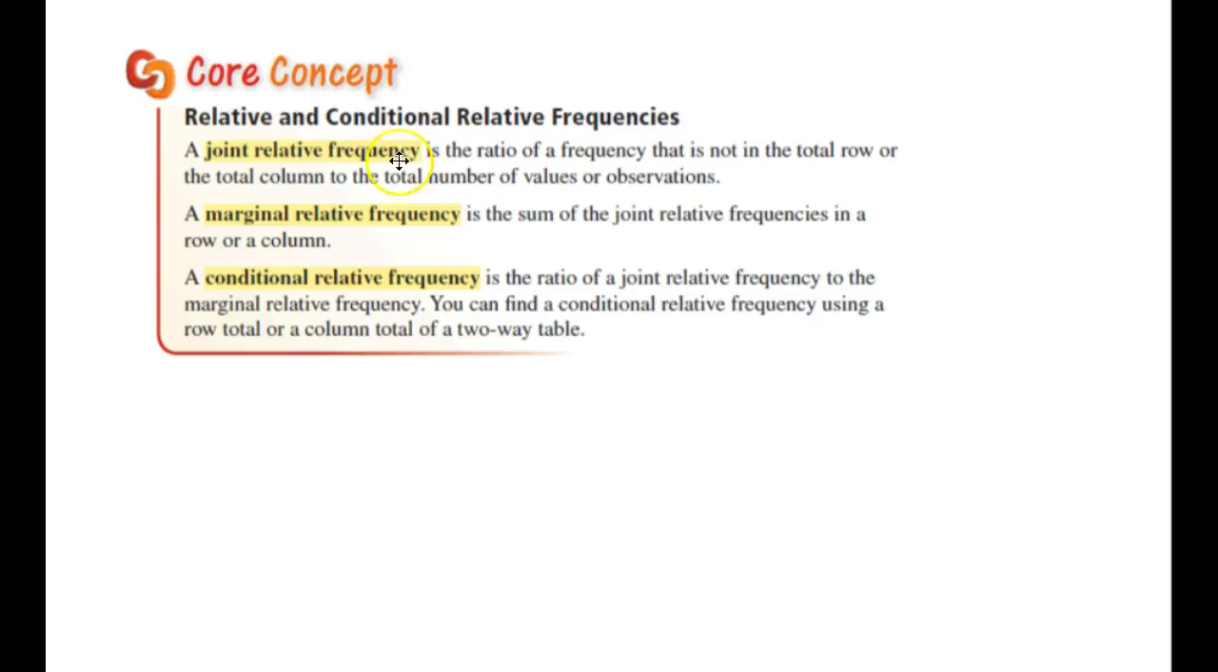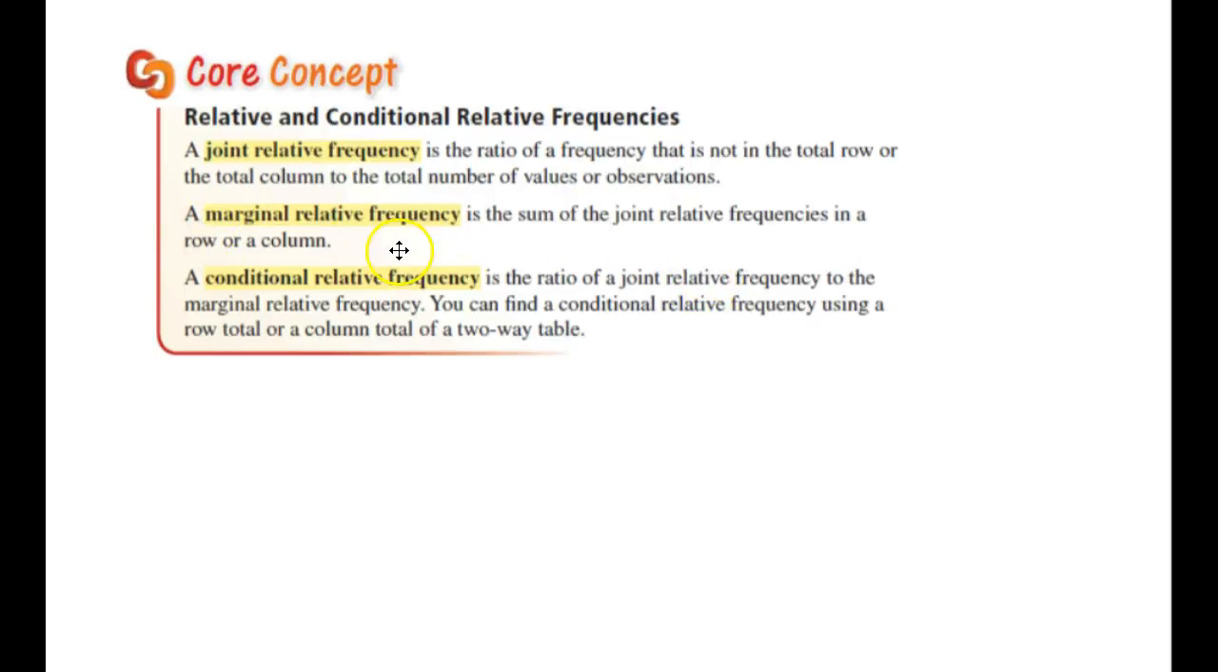So now we're dealing with some conditional frequencies, okay? So a joint relative frequency is the ratio of a frequency that is not in the row or total, so one of our joint frequencies, right, in the cells, to the total number of values or observations. So we're going to look at some examples that walk through these. But just know that the joint relative frequency is I take the joint frequency divided by the total.